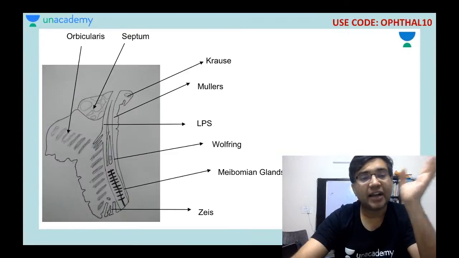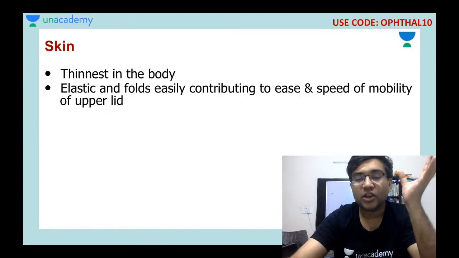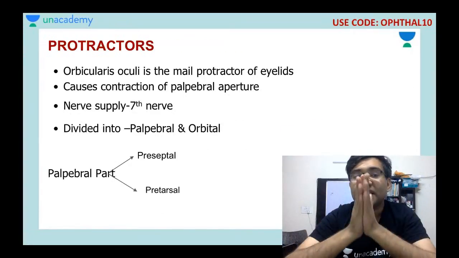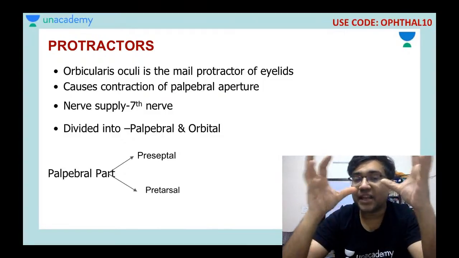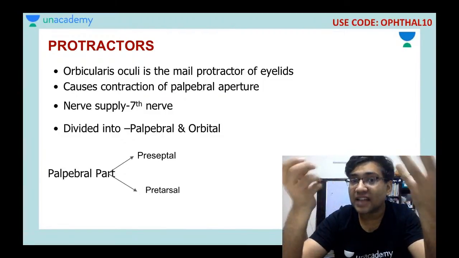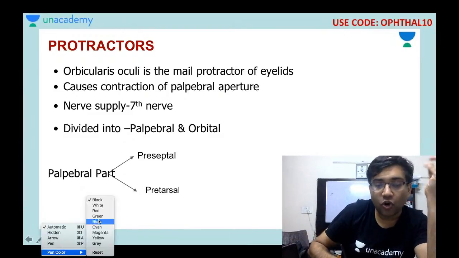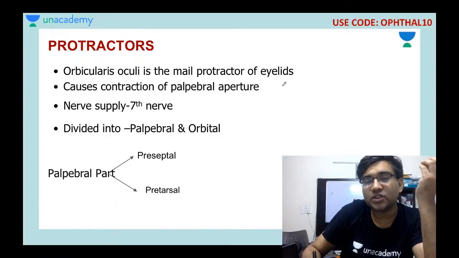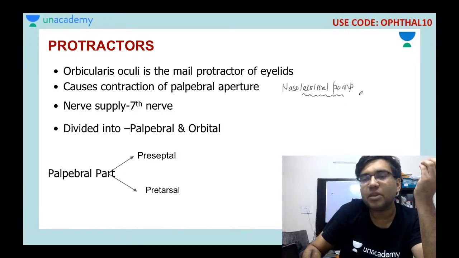After that, I told you the next layer is your orbicularis oculi. The orbicularis oculi is basically the protractor of the eyelid. What is its main function? It closes the eyelid, and it is also most important for the functioning of the nasolacrimal pump. It is very important for the functioning of the nasolacrimal pump.